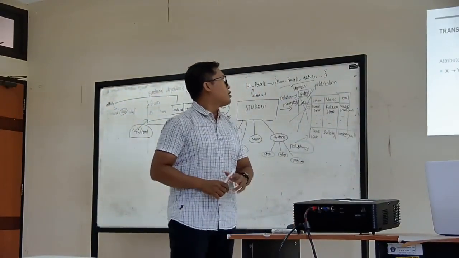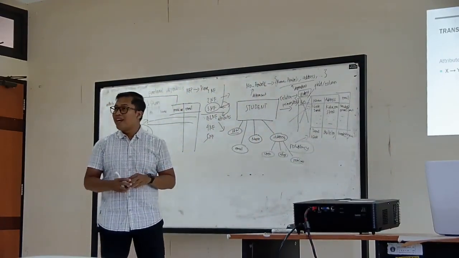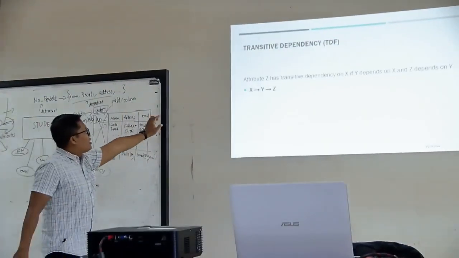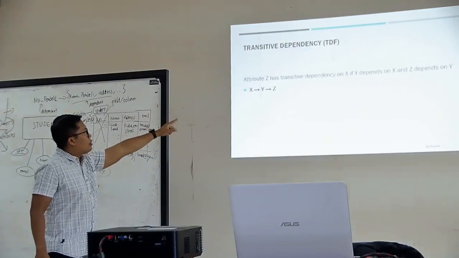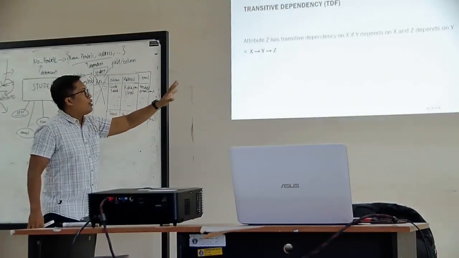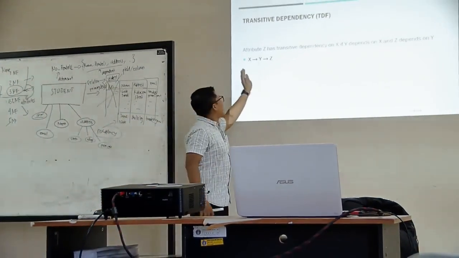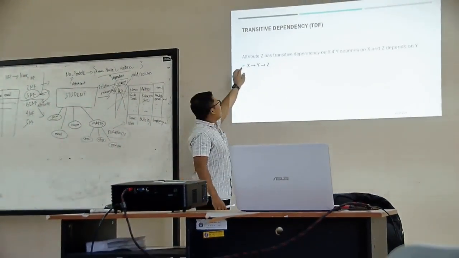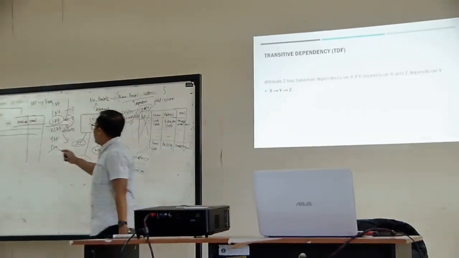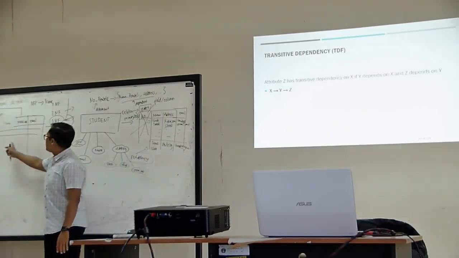The third one is transitive dependency. Transitive dependency ini bahasa ketergantungan transitif. If attribute Z has transitive dependency on X, if Y is dependent on X and Z is dependent on Y. Maybe bahasa keberlanjutan gitu ya. Misalkan X bergantung dengan Y, Y bergantung dengan Z. Yeah, like that. So maybe I will give the example to you like this.